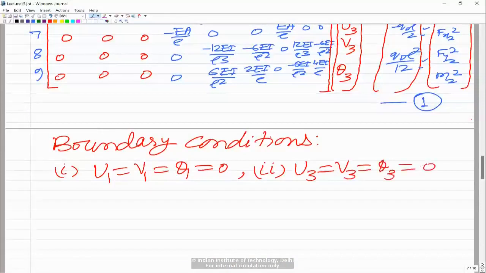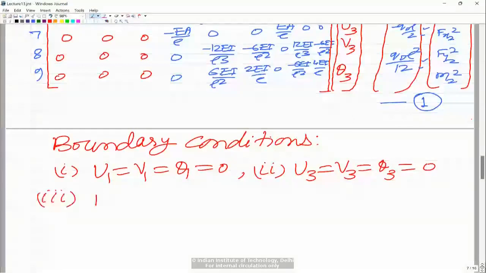Because nodes 1 and 3 are fixed, the displacements along the global x and y directions and the rotation about the z axis are all 0. And the third boundary condition is about global node 2. If you look at node 2, there are no concentrated forces and moments. If there are concentrated forces and moments, then we will have a different situation.